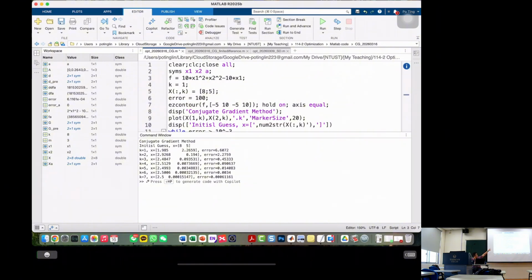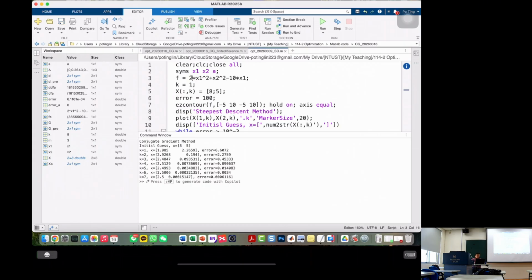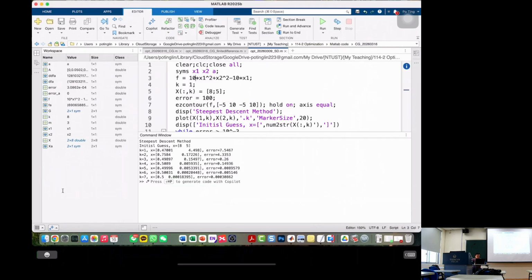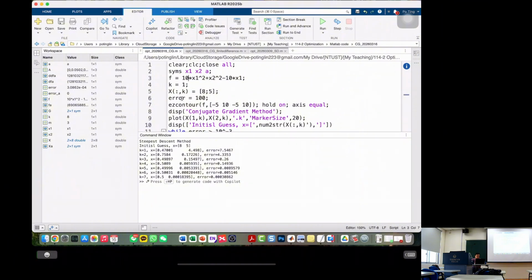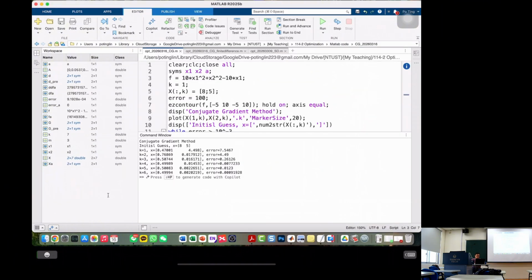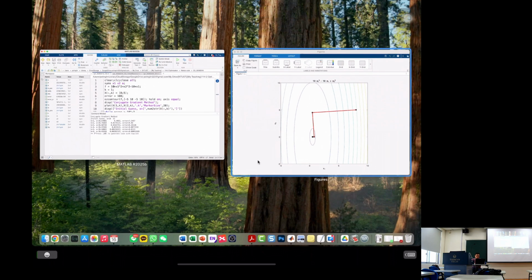If the power, the coefficient here is 10, it will become harder to solve for steepest descent. Yeah. 7. Conjugate gradient. 6.